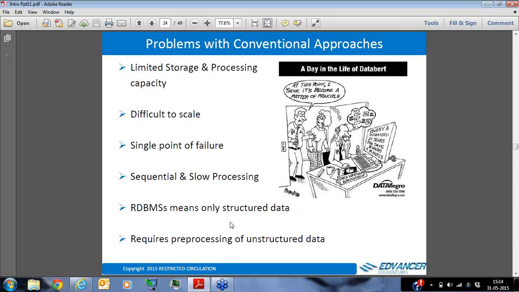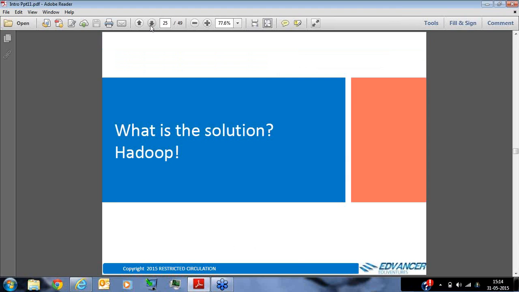So these problems with conventional approaches led corporates, especially in the day and age of large amounts of varied unstructured data, to try to find a solution to how to actually avoid these problems. And that solution is Hadoop.